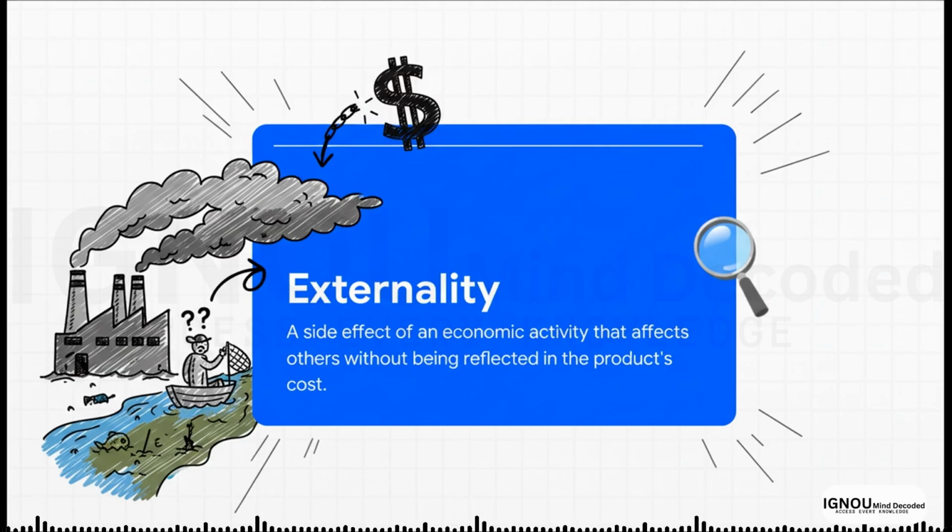So, for example, you have a factory that makes steel. But while it's making that steel, it's also dumping waste into a river. That pollution harms the local fishing industry. Now, that harm is a very real cost, but it isn't included in the price you pay for the steel. It's an external cost that society, not the factory, is forced to bear.